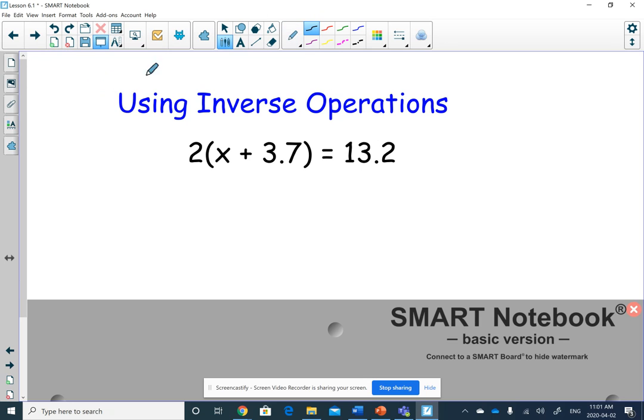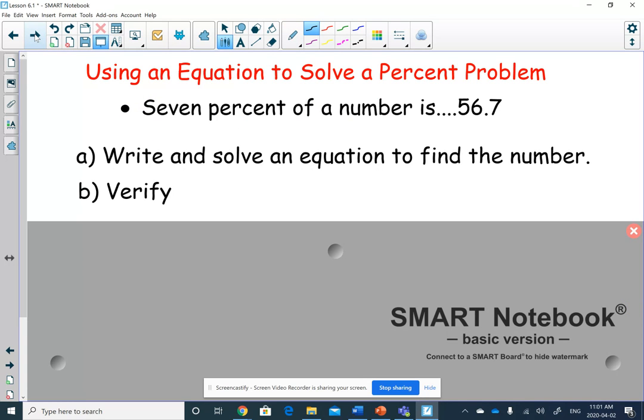All right, next question. So we just did that one. All right, so here's another one. 7% of a number is 56.7. So if you guys remember percents from grade 8, when we're doing percent of a number, "of" means multiplication, right? Okay, so 7% of a number. So I'm going to use n.